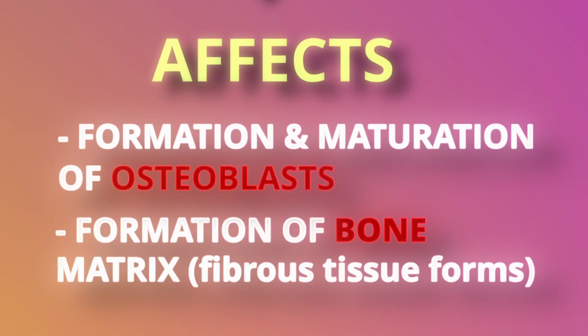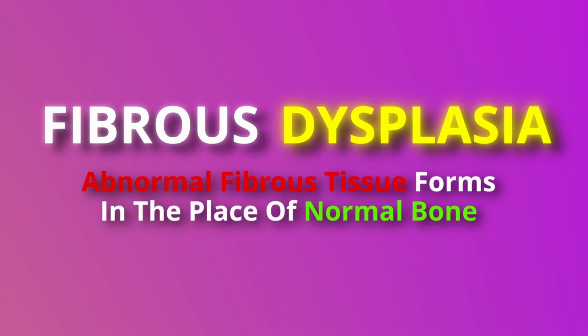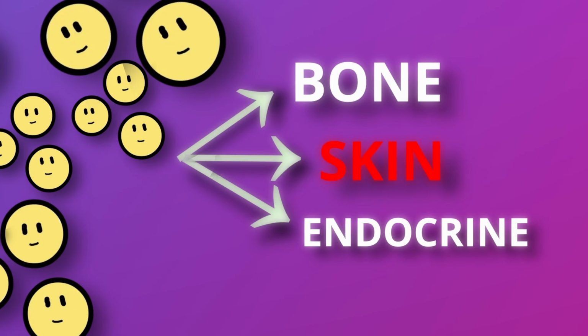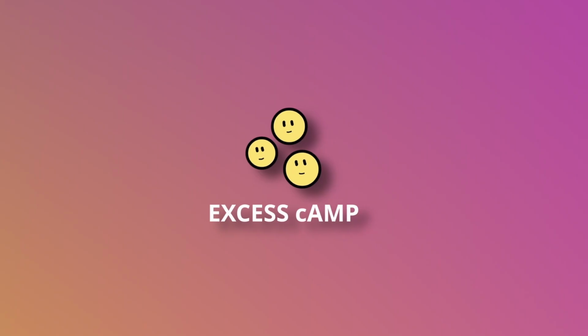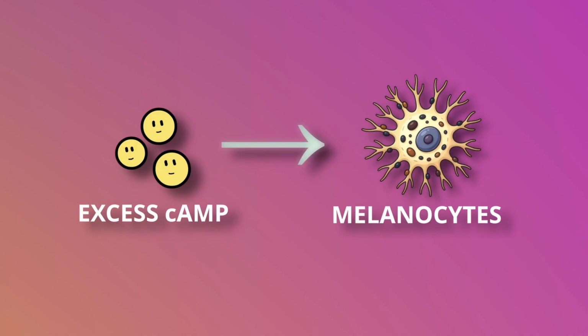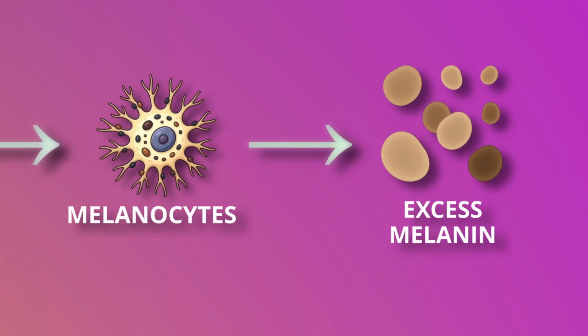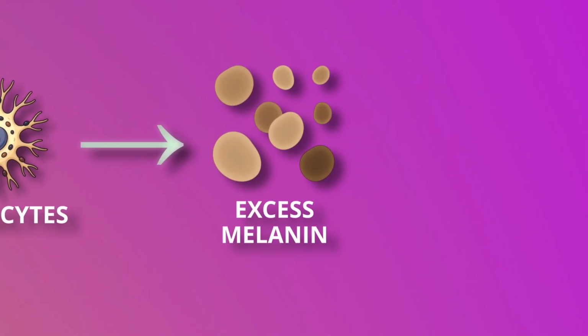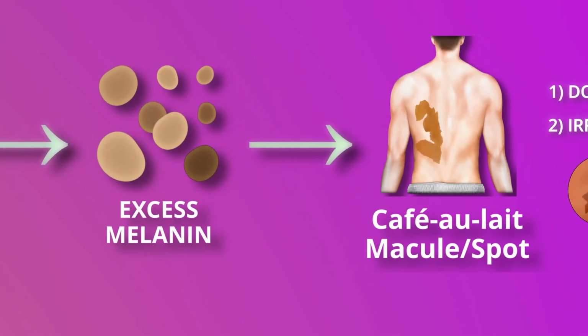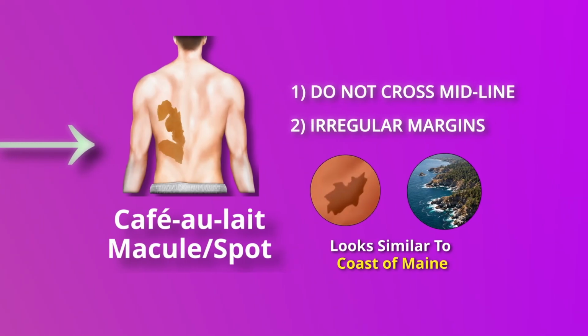As a result of these both mechanisms, osteoblastic maturation and formation of mature bone is affected. And this is literally what fibrous dysplasia means. Normal bone tissue is being replaced by abnormal fibrous tissue. Number 2, skin. Excessive cAMP will stimulate the melanocytes present in the skin to produce excessive amounts of melanin, leading to hyperpigmentation, which we call as café-au-lait spots. The key features of these lesions: 1, they do not cross the midline. Number 2, it has irregular margins.